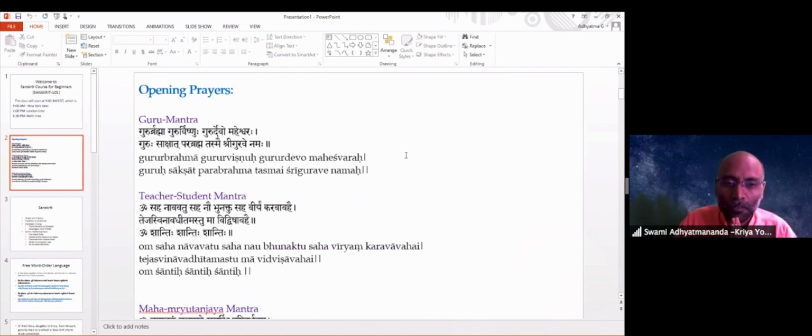Om Sahana Vavatu Sahanau Bhunaktu Saha Viryam Karavavahai Tejasvinavadhitamastu ma vidvishavahai. Om Shanti Shanti Shanti.